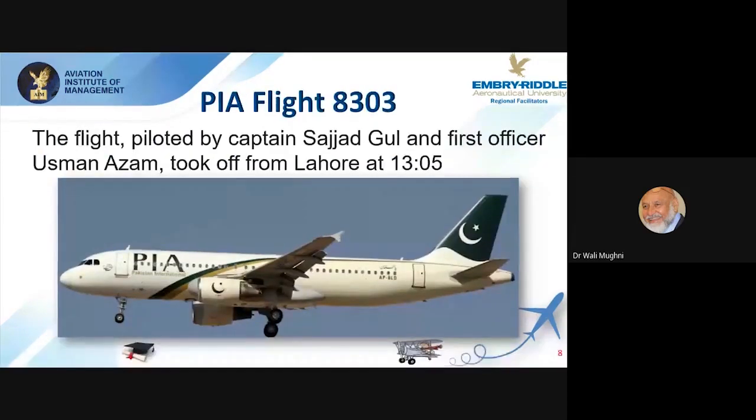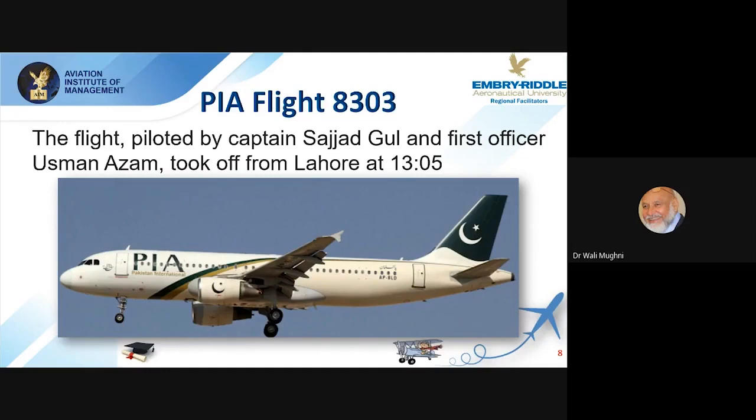All right, let's talk about PIA Flight 8303. The PIA flight was piloted by Captain Sajjad Gul, and the first officer was Osman Azam. Both of them were qualified and experienced, and they had flown this sector, Karachi Lahore, for a reasonably good length of time, and especially Captain Sajjad was highly experienced in this sector. So they took off at 1903.